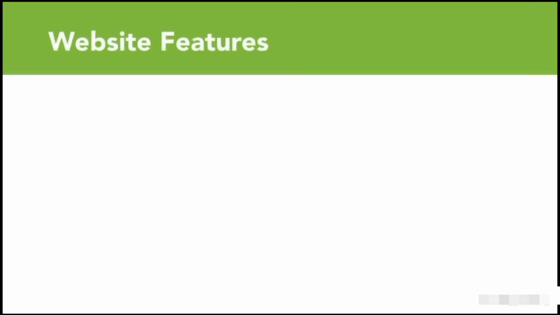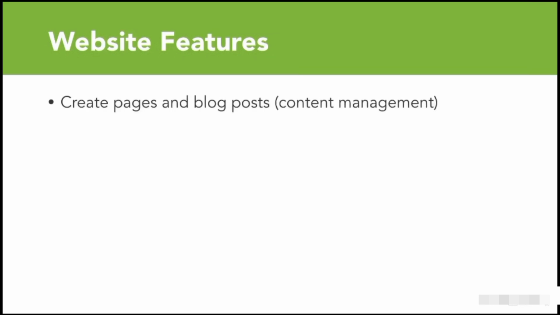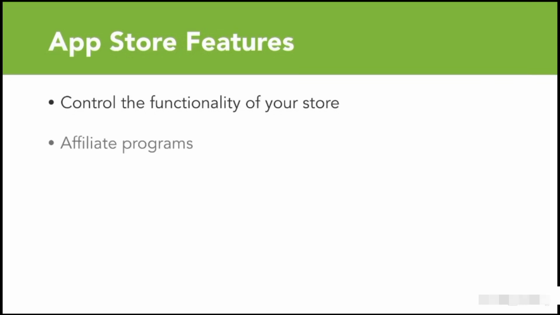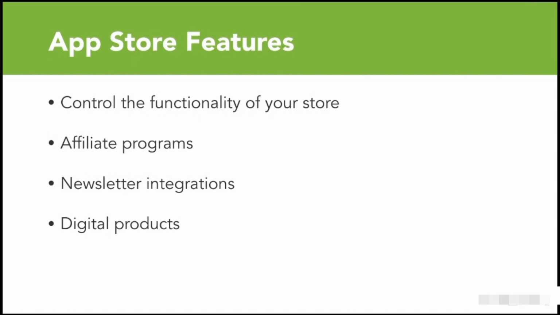It is also website software, typically called a content management system, or CMS. You can create basic pages and blog posts, plus you can customize the look and feel of your site. Additionally, there are countless apps in their ecosystem, which control the functionality of your store. They have affiliate programs, newsletter subscriptions, digital products, and a whole lot more, all of which we'll be getting into in detail through this course.